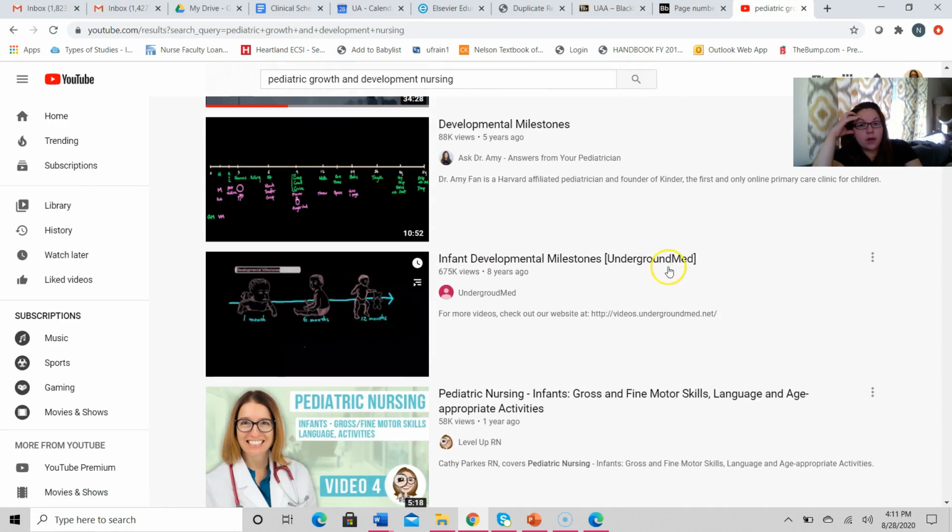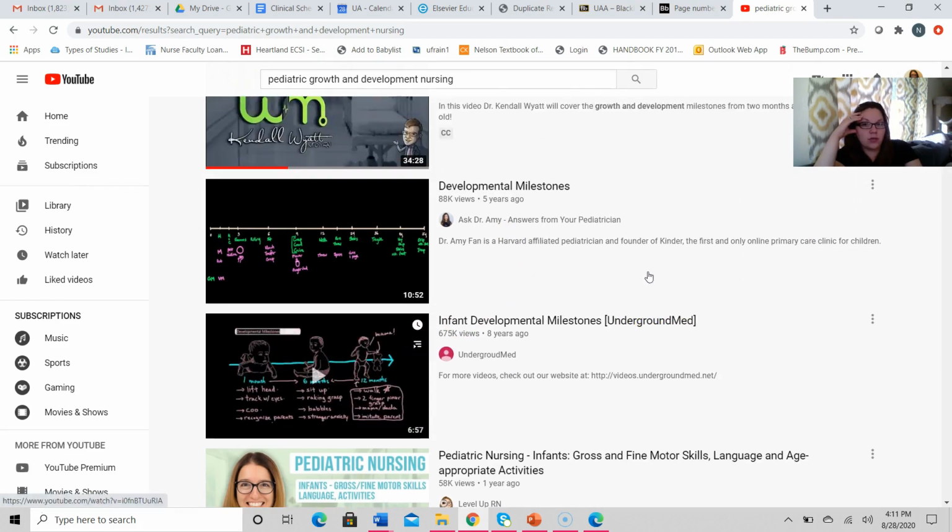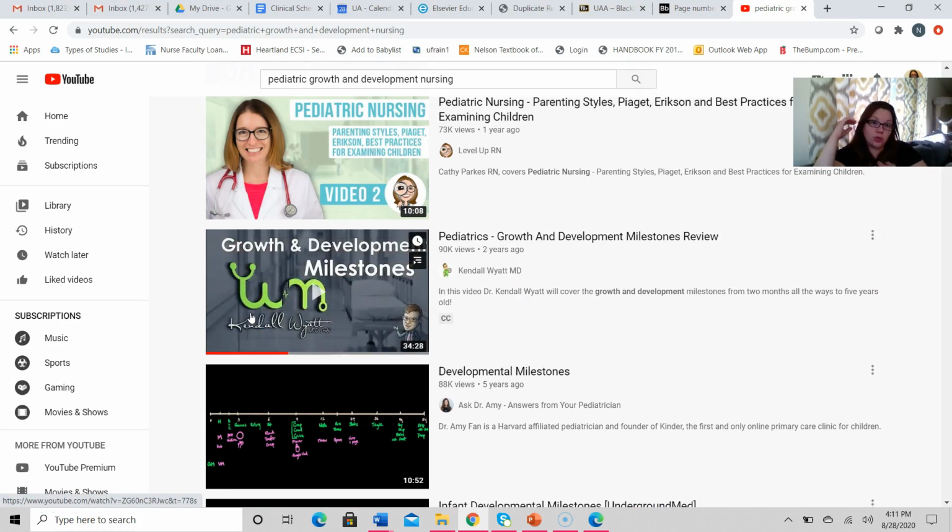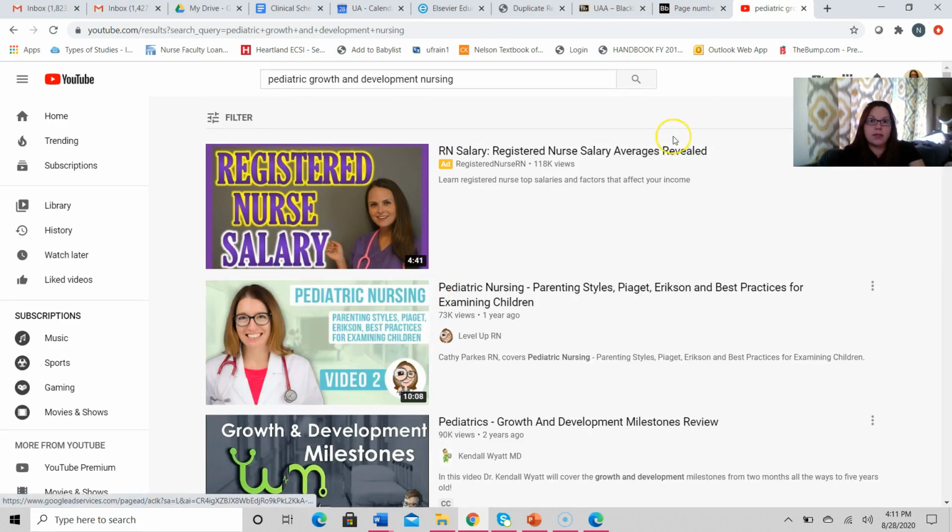I like this one, the Undergrad Med. They have a lot of good stuff. This one is really good. I'm a visual learner though, so seeing the charts and the graphs all put together and the way that they list it and simplify all of that down with both the theorist and the developmental milestones, I think is really great. And that is one of my biggest recommendations when studying the growth and development stuff.